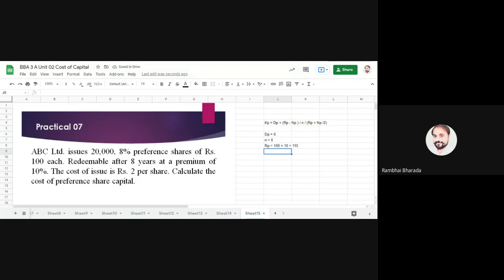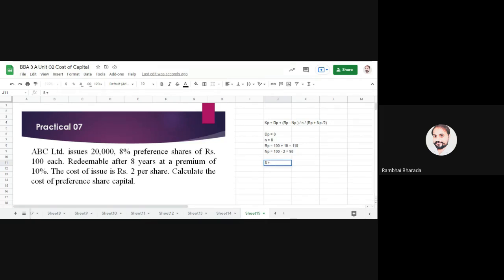And the cost of issue is rupees 2 per share. So this is all about NP. 100 minus 2 is equal to 98. Because here nothing is given to you about the premium or discount at time of issue. So we are assuming that company has issued shares with a par value. No premium, no discount. So are we clear about this 4 figure? Any doubt, any query? No? Then put these figures in the formula.